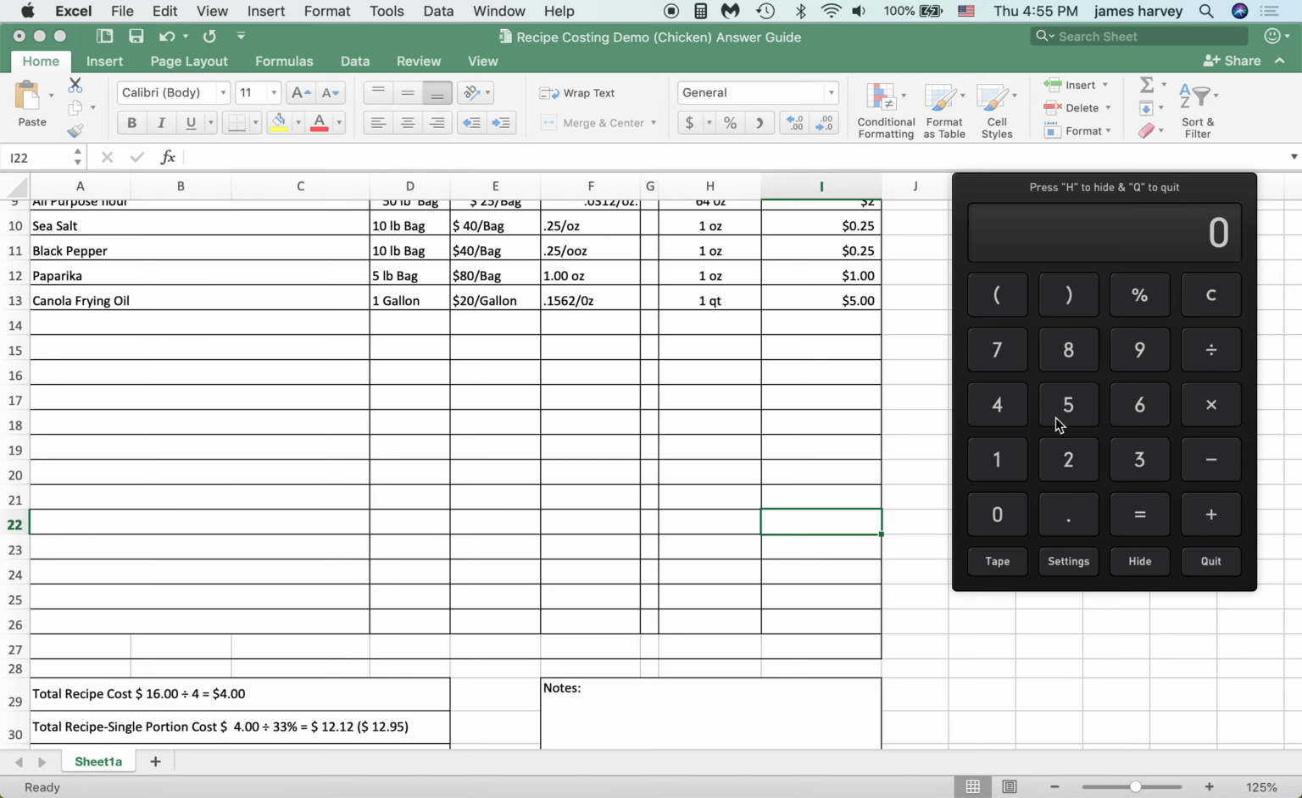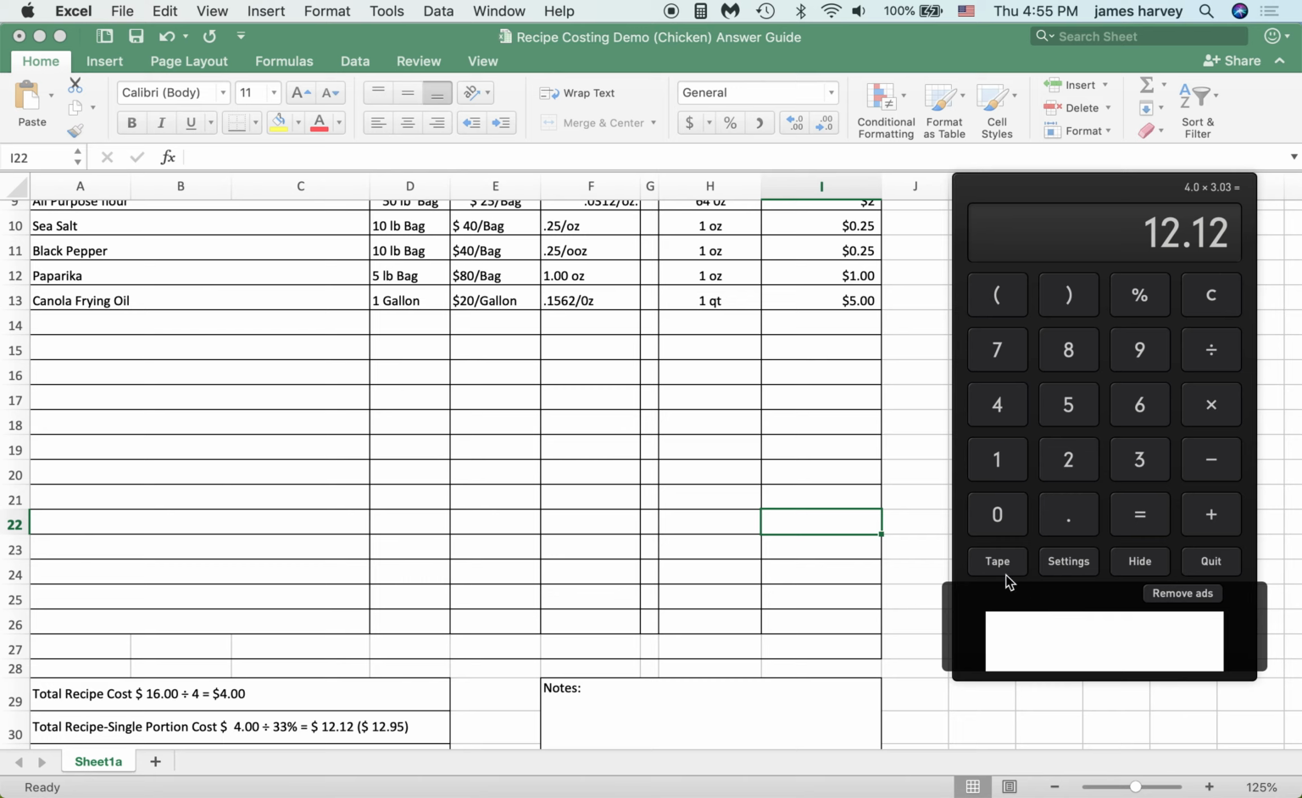Using the costing factor method to check our math, take 100, divide it by 33, which is our percent, and our costing factor is 3.03. Take the single portion cost of $4, times it by 3.03, and that equals $12.12.